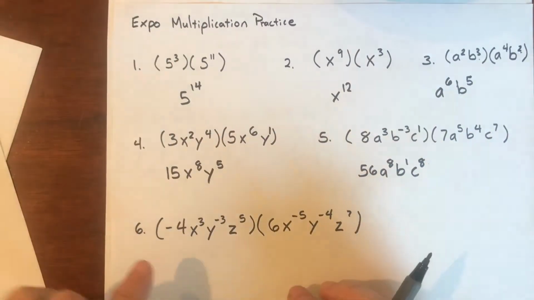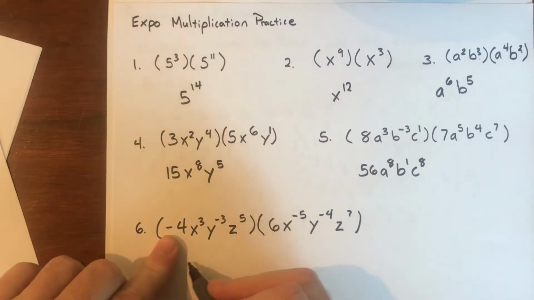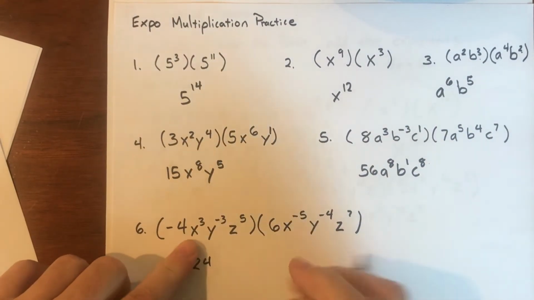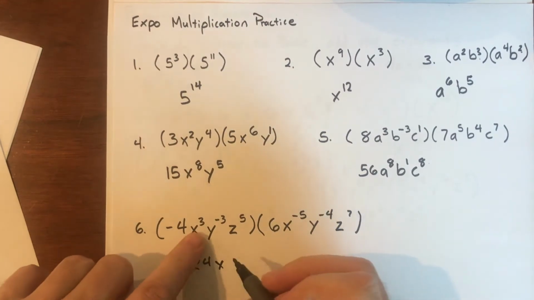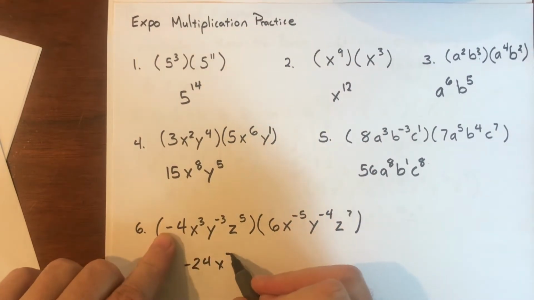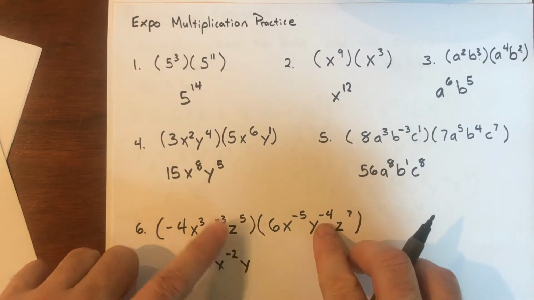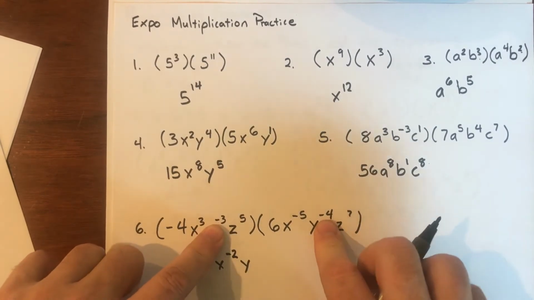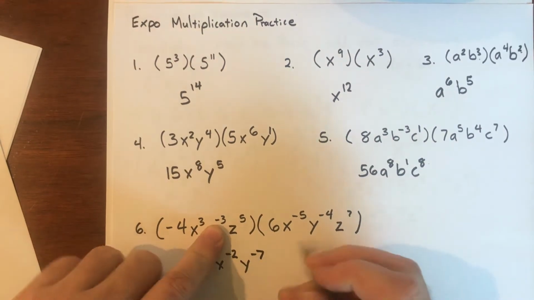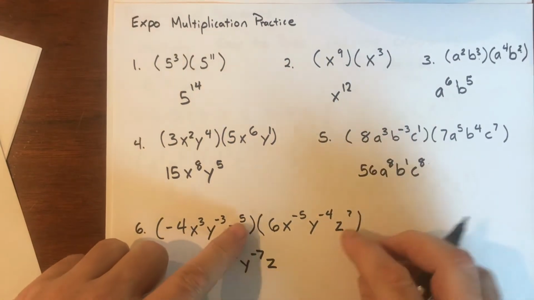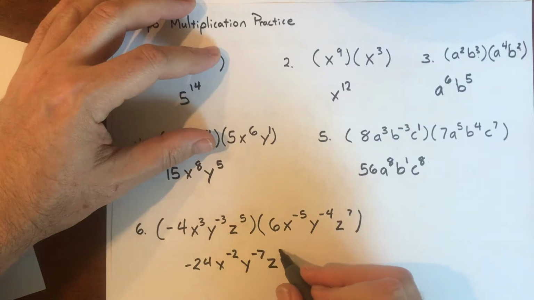Last one, here we go. -4 and 6 make -24. I've got x and x. 3 minus 5 is -2. And keep that y. -3 and -4, same signs, add and keep is -7. Keep my z's. 5 plus 7 is 12.